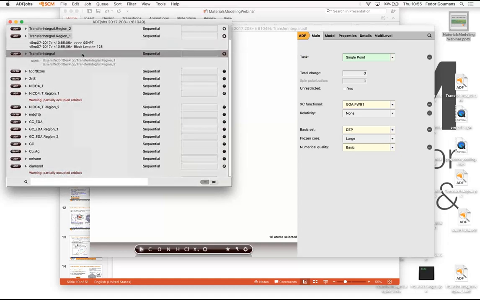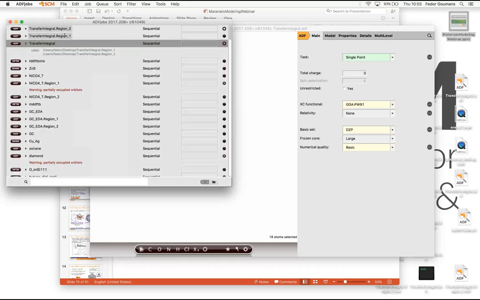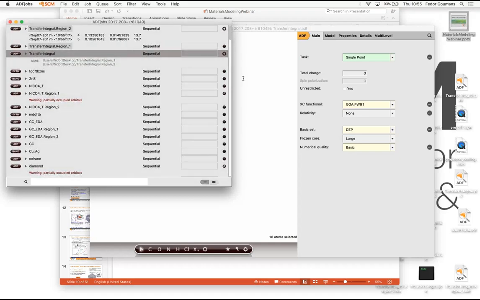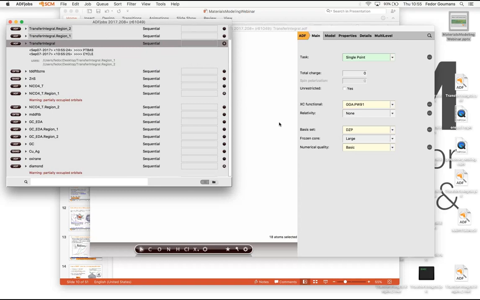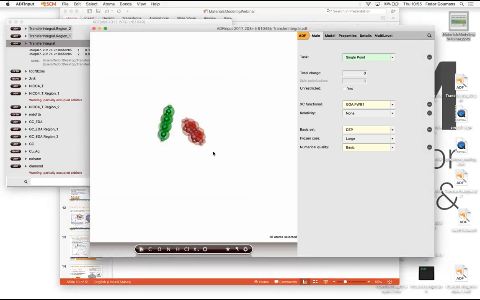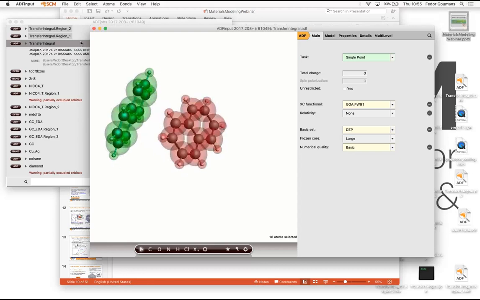Now we see it popping up here in the graphical interface, the ADF jobs. This is the main job, and it has two dependencies, region 1 and region 2, which it will calculate first for you. Now in this case, we could have saved ourselves a little bit of time, because this molecule was the same as that molecule, so I could actually have defined one region and split that by molecule, and then it would transform the calculation from the one molecule to the other by rotating and translating that. So that makes sense if you have larger systems where you want to calculate these transfer integrals, to save yourself a little bit of time.